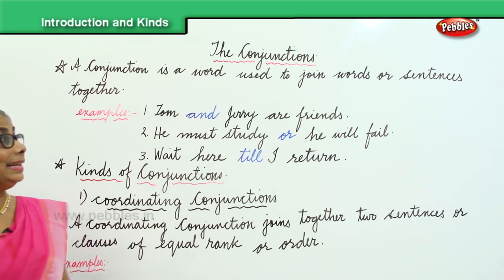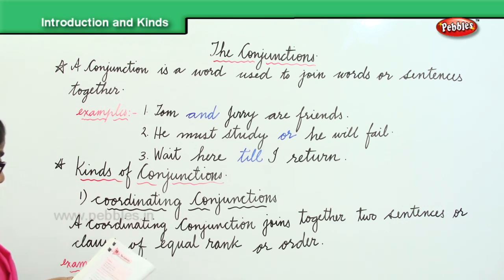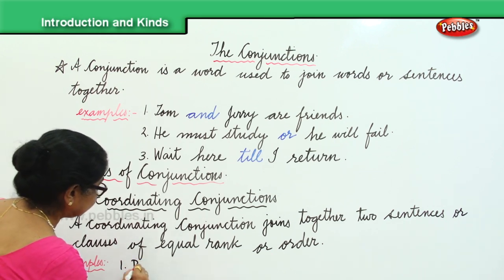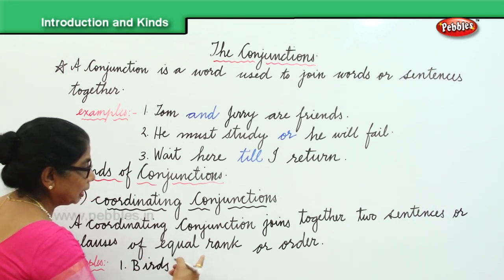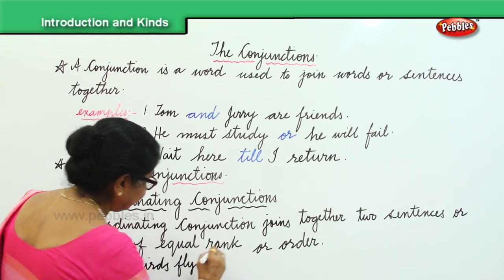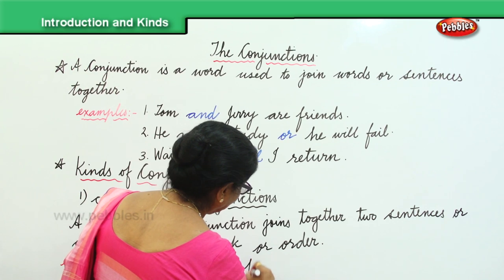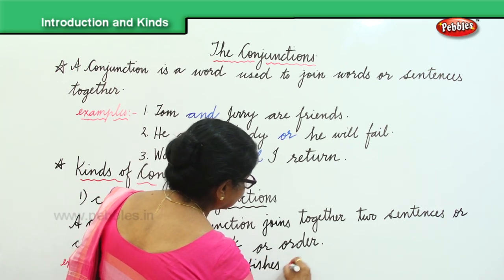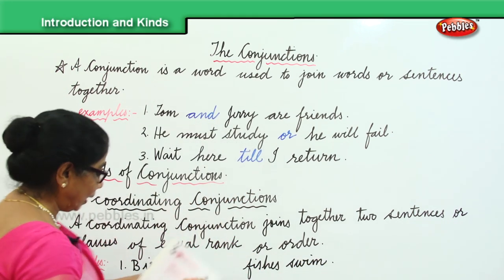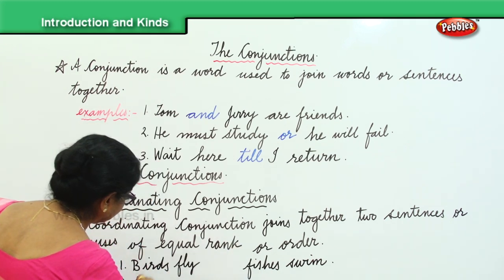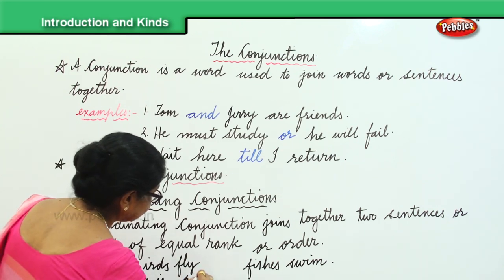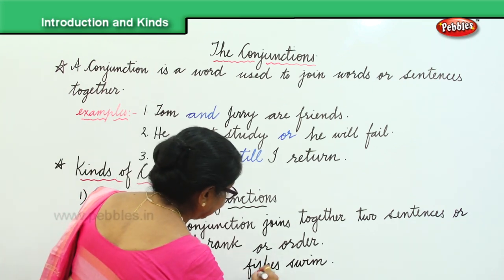Example of coordinating conjunction. Birds fly and fishes swim. Equal rank, we said. Birds fly, fishes swim. Next one, she is poor, but happy.